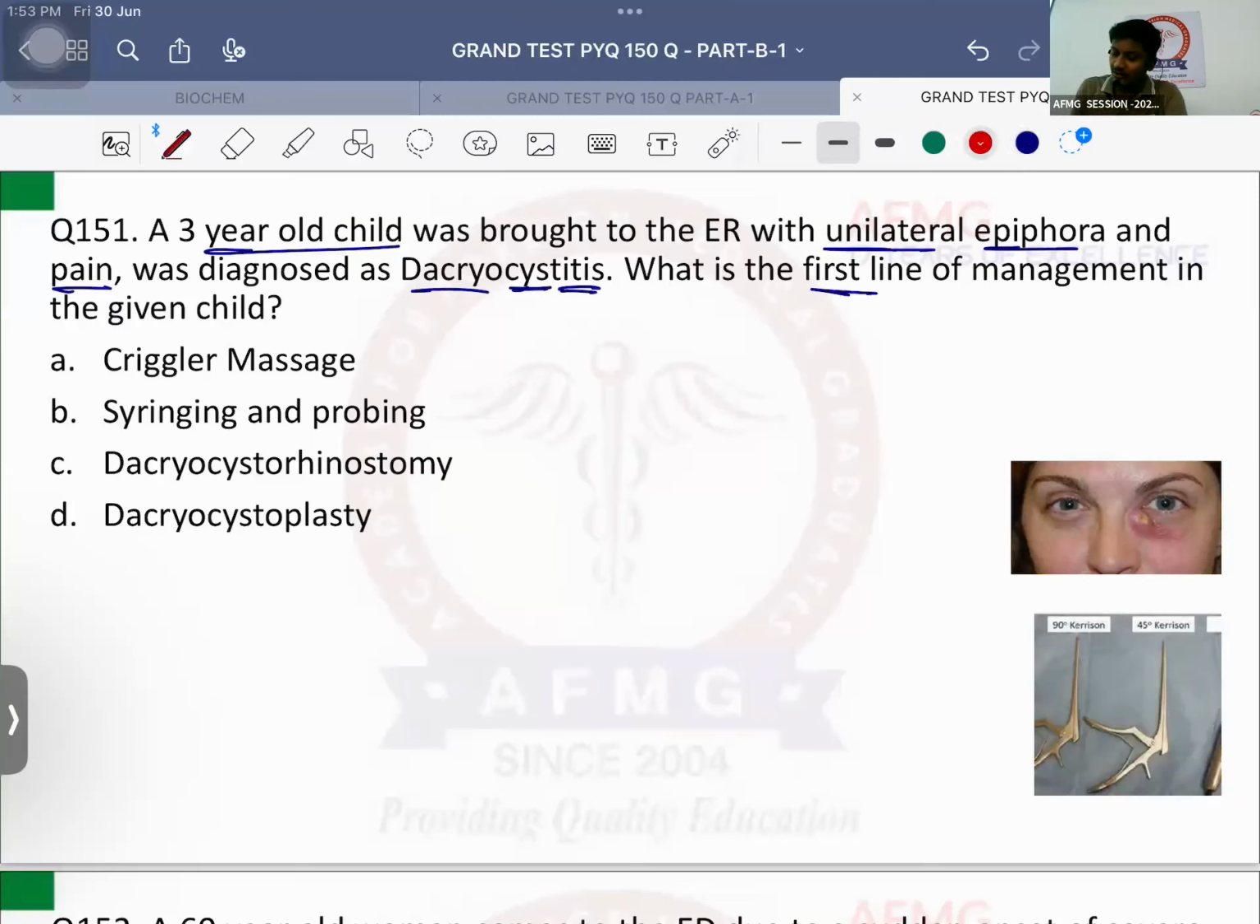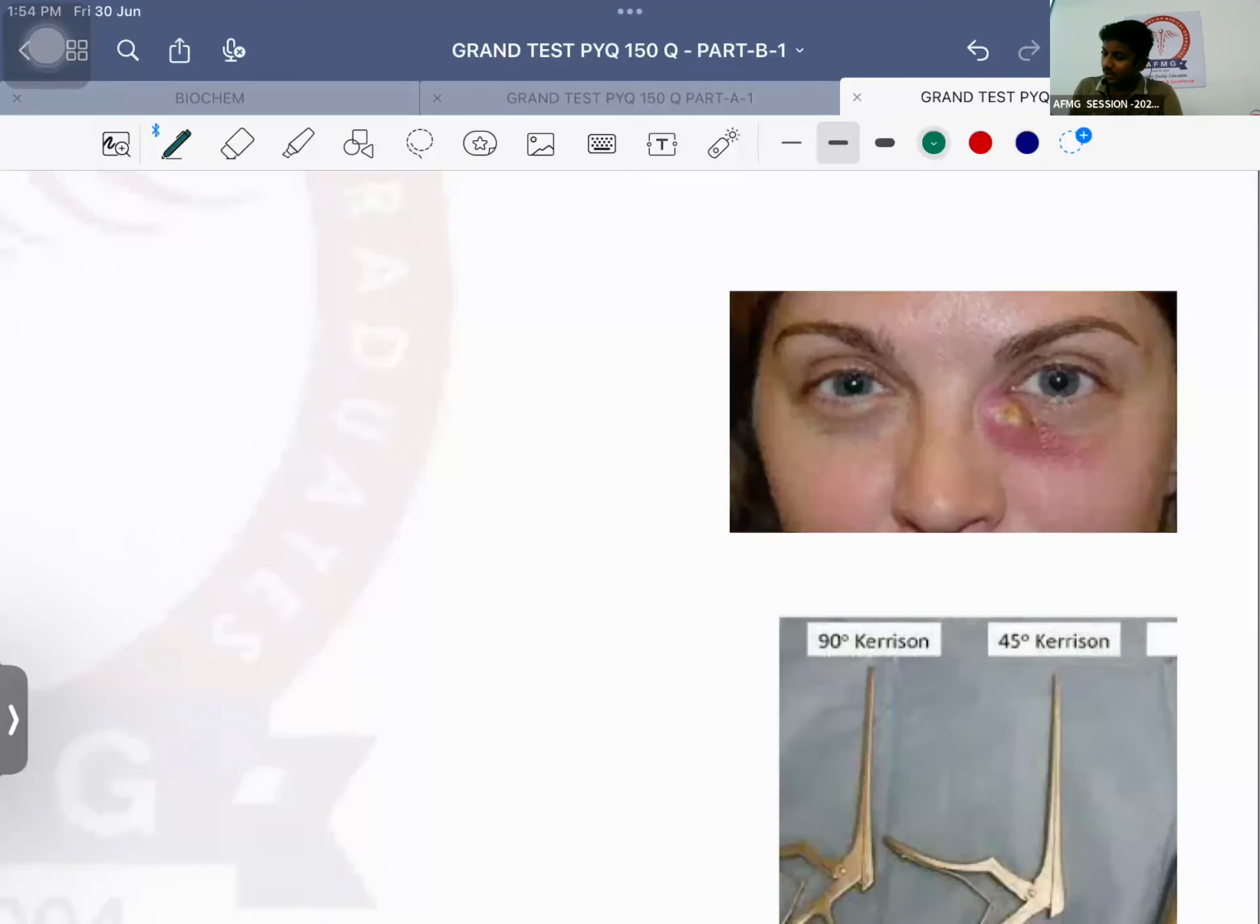Now they have directly given you the diagnosis that the child is suffering from dacryocystitis. For that, I hope all of you are quite aware. Okay, here you can see, I hope this was a recent question. You all are quite aware of that.